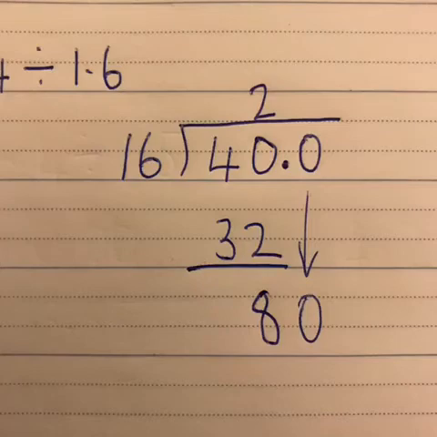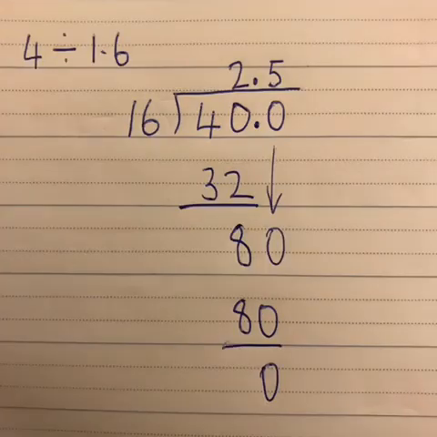Count by 16s: 16, 32, 3 16s are 48, 4 16s are 64, 5 16s are exactly 80. So we add our decimal point to the answer, 2.5, because 5 16s were 80. Put the 80 down underneath the other 80. We work out we've got no remainder, so our answer is exactly 2.5.